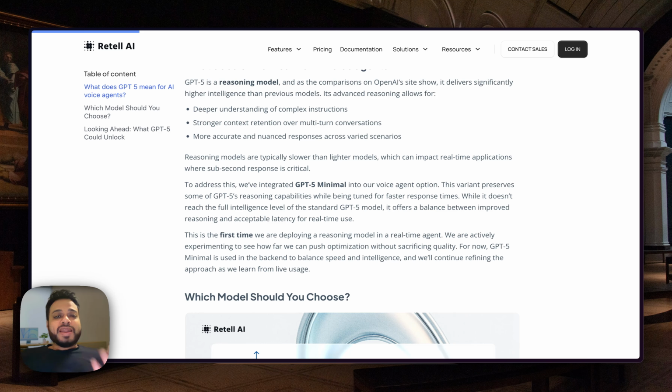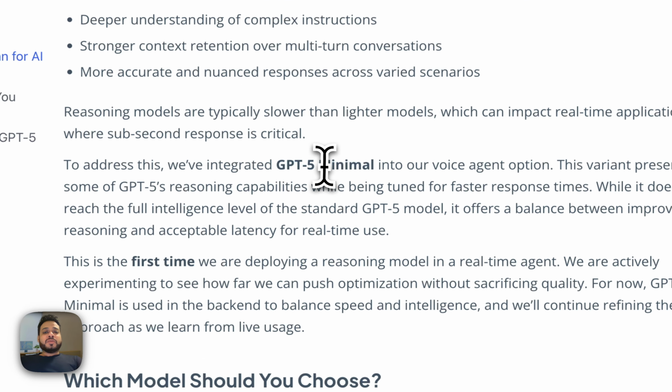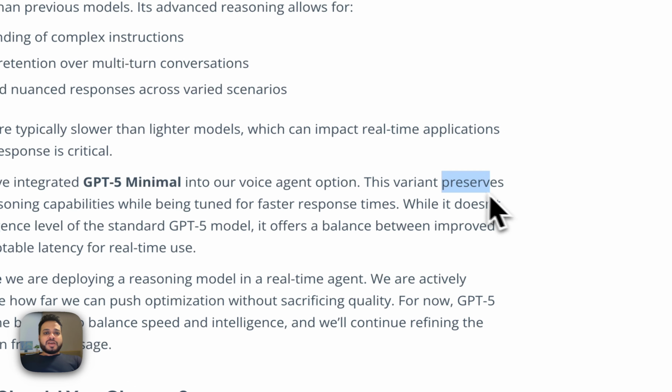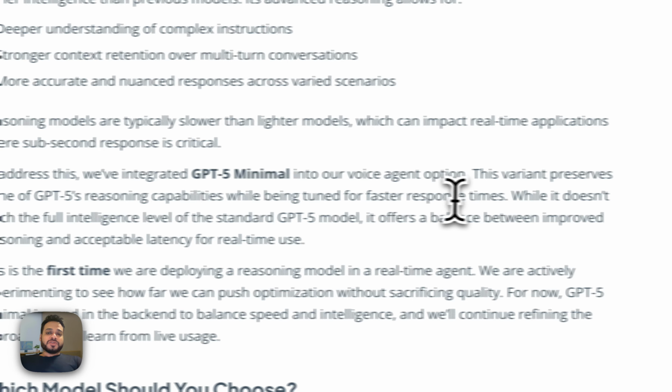We have to balance the knowledge, the complexity, the reasoning with a very important factor called time. Because even 1 second delay can render the whole of your voice AI bot useless and customers would be frustrated. For that reason, Retell is implementing the minimal reasoning parameter of GPT-5, which means that they are preserving the reasoning capabilities while being tuned for faster response times.